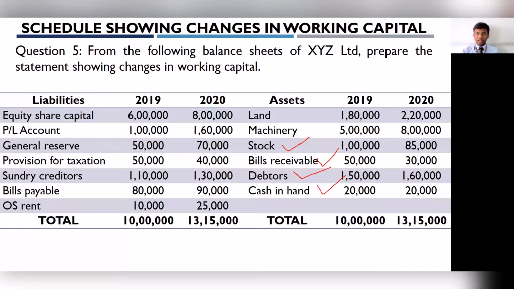Now let's move on to the liability side. Equity share capital is a part of the capital by itself. Profit and loss account is nothing but your net profit. General reserve is also not a part of current liability. Provision for taxation, you need not treat it as a current liability. We are already familiar with the fact that for provision for taxation and the proposed dividend, we have an option: we could treat them either as current liability or non-current liability. For this particular question, I am not treating provision for taxation as a current liability.